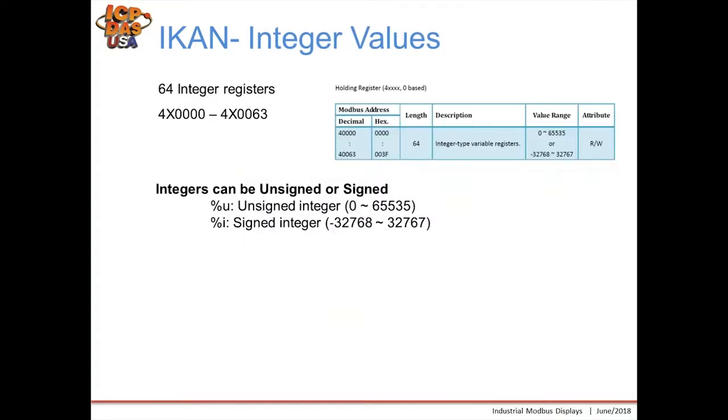Integer registers can be signed or unsigned, and the value ranges are 0 to 65535, or again 000F to FFFF in hex, as shown here. And these are read-writable and settable by writing to registers 4x00 to 4x63.